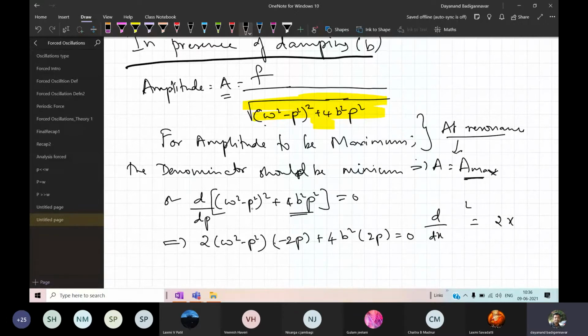Here, omega square minus p square whole square is one term. This is the first term. I want to differentiate. How do I have to differentiate? It is root of 2 into the differentiation of the first term, which gives you 2 into (omega square minus p square). It is just like differentiation of x square with respect to x. How do you do it? It is 2 times x. So here, 2 times x.